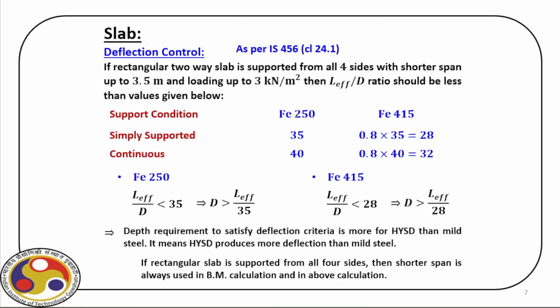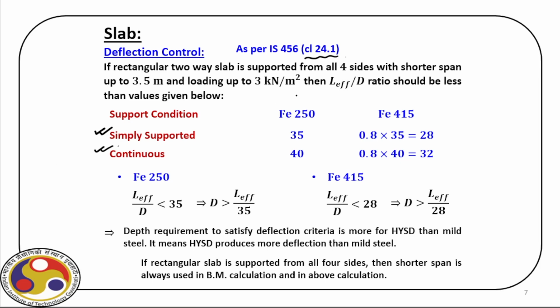Now, obviously if we have a larger span, we have more deflection at the center. So when we design a slab, we have to satisfy this deflection criteria. For this deflection control, we have a dedicated clause which is 24.1. What it says: if a rectangular two-way slab is supported from all four sides with shorter span up to 3.5 meter and loading up to 3 kilonewton per meter square, then the L effective by d ratio should be less than the values given below. As you can see here, we have two different support conditions, simply supported and continuous.